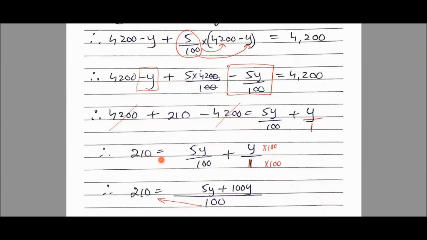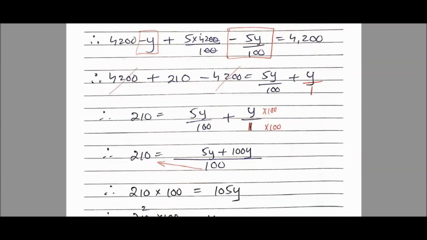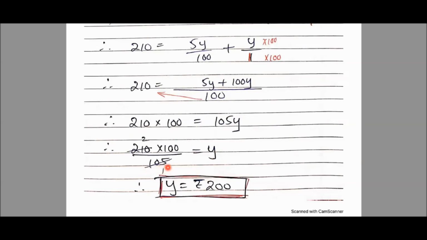Only 210 left over here, and there is nothing below this Y. So I'll take 1 and then I'll multiply 100 in numerator as well as denominator. So common denominator 100, 5Y plus 100Y over here and 210 over here. Then 100 will be multiplied with 210. There will be cancellation, 1s are 2s are, so Y is equal to rupees 200. That means shopkeeper needs to give discount of rupees Y, which is rupees 200. Thank you, students.